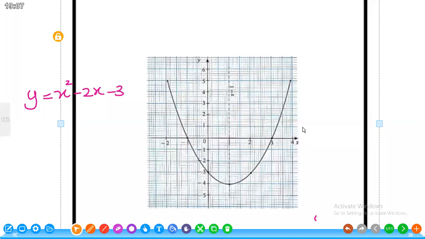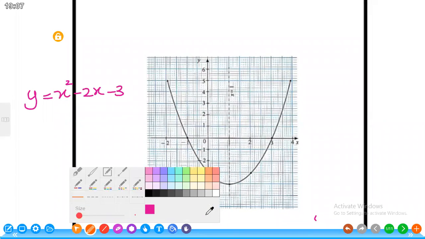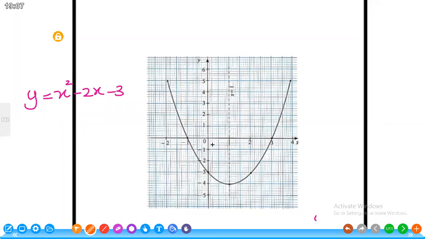The graph is symmetric about the line x is equal to 1. So the equation of the axis of symmetry is x is equal to 1. And also the coordinates of the turning point, this is the turning point. So the coordinates of the turning point are (1, negative 4). Now let us consider the behavior of y.